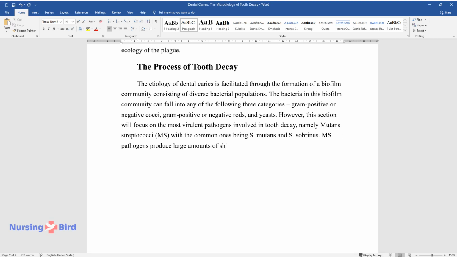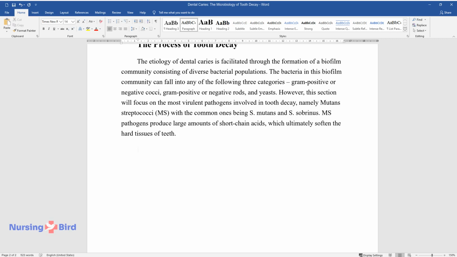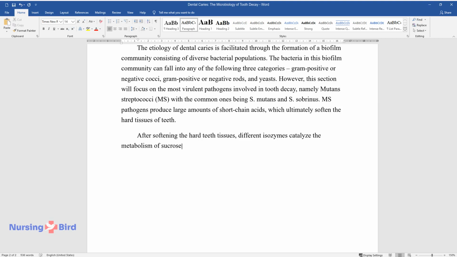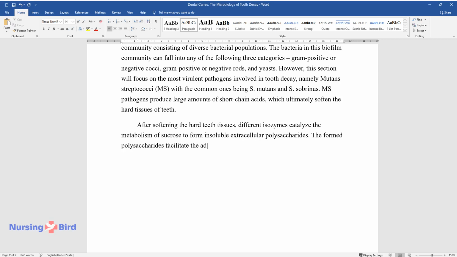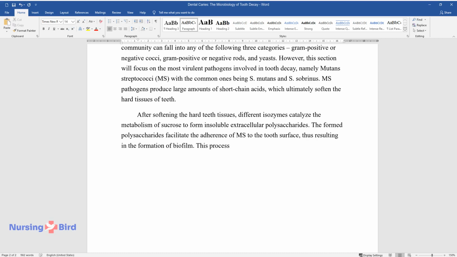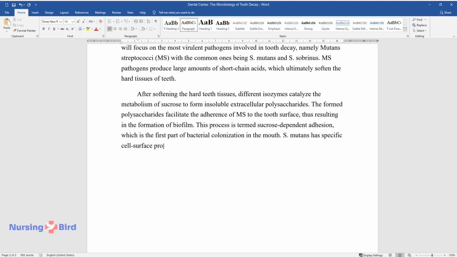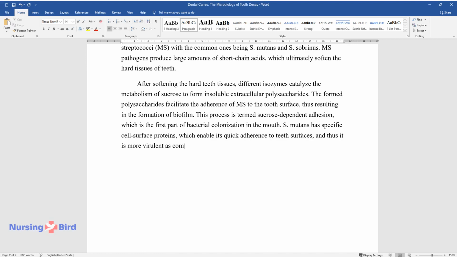MS pathogens produce large amounts of short-chain acids, which ultimately soften the hard tissues of teeth. After softening the hard teeth tissues, different isozymes catalyze the metabolism of sucrose to form insoluble extracellular polysaccharides. The formed polysaccharides facilitate the adherence of MS to the tooth surface, thus resulting in the formation of biofilm. This process is termed sucrose-dependent adhesion, which is the first part of bacterial colonization in the mouth. Streptococcus mutans has specific cell surface proteins, which enable its quick adherence to teeth surfaces, and thus it is more virulent as compared to Streptococcus sobrinus, which lacks such binding proteins.